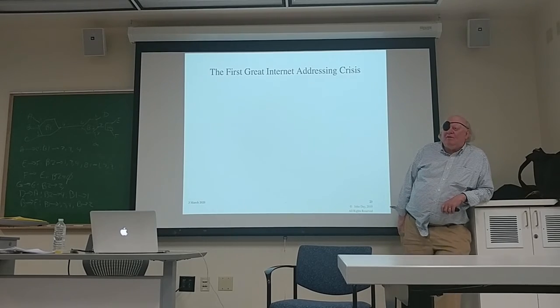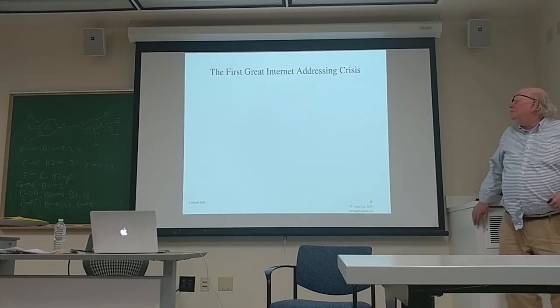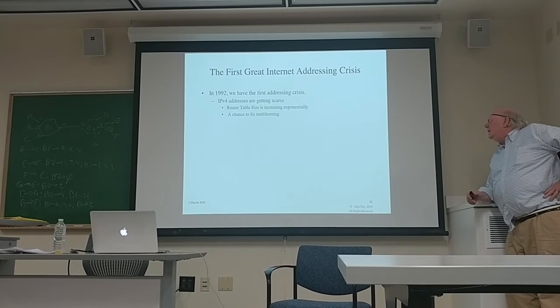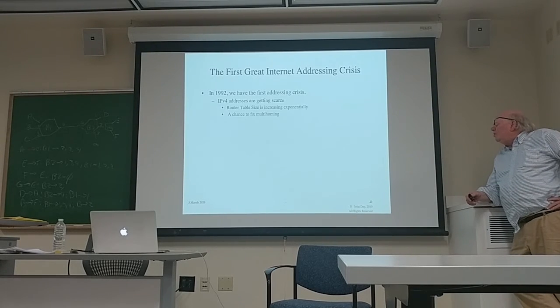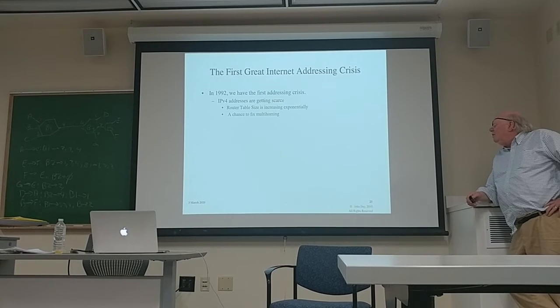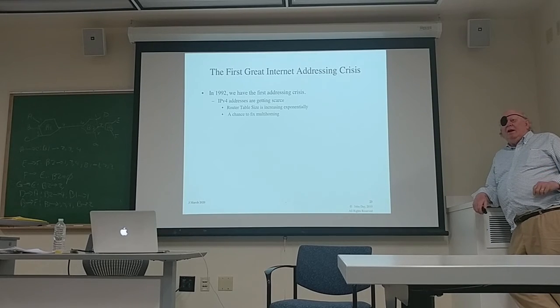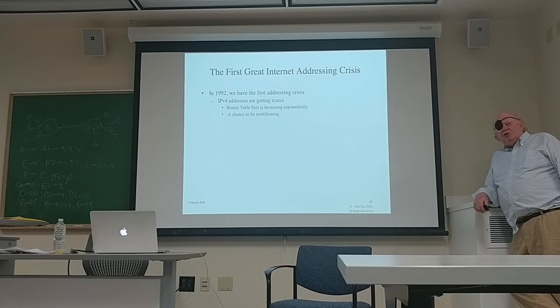So then we have the first great internet crisis. This is where things start getting dicey. In 1992, we had the first addressing crisis. IPv4 addresses are getting scarce. That was the problem that everyone could understand. The big problem that had everyone scared was that router table size was expanding exponentially.